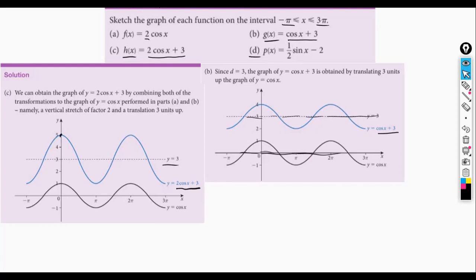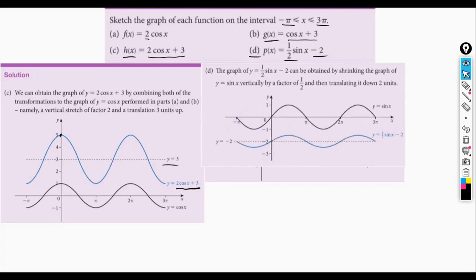For D, we have p of x equals 1/2 sine of x minus 2. So that means that the sine function is going to have an amplitude of 1/2, and it's going to be shifted down 2 units. So notice here in blue, y is equal to 1/2 sine of x minus 2. You have the sine function with an amplitude of 1/2 instead of the normal 1, and shifted down 2 units because of the minus 2.